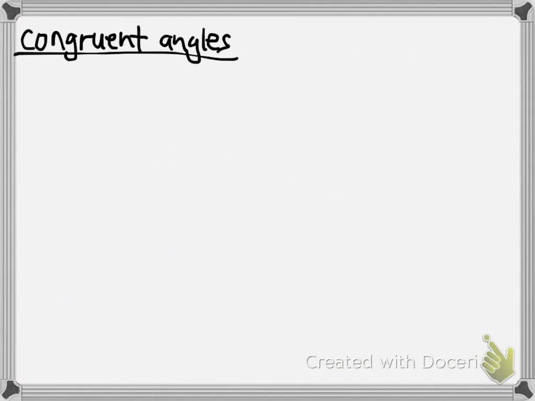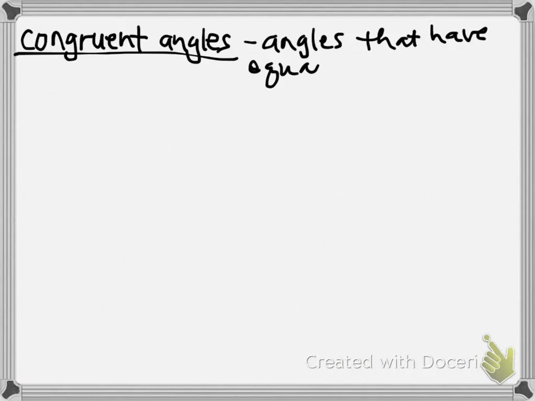Bam! Congruent angles. Okay, so we've got congruent angles. Just like we had congruent segments, we can have angles that are congruent. Another vocab word. Angles that have equal measures.